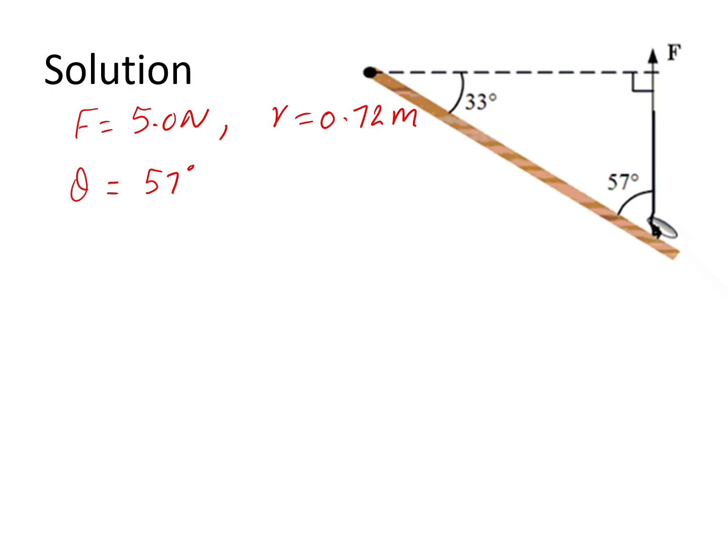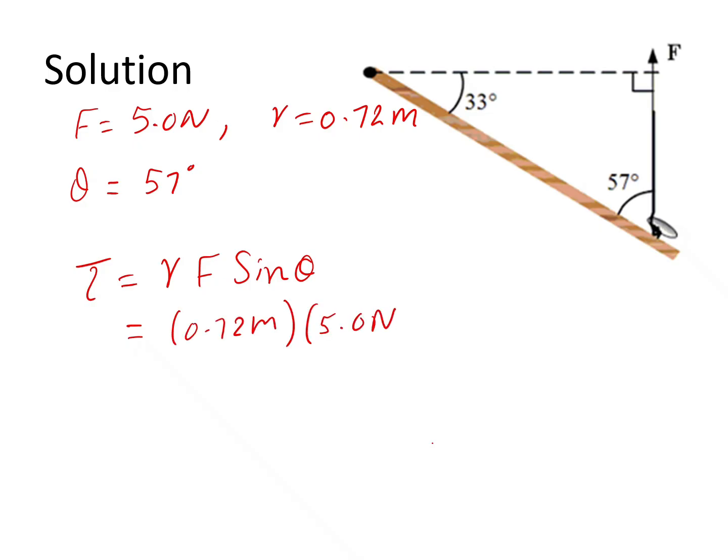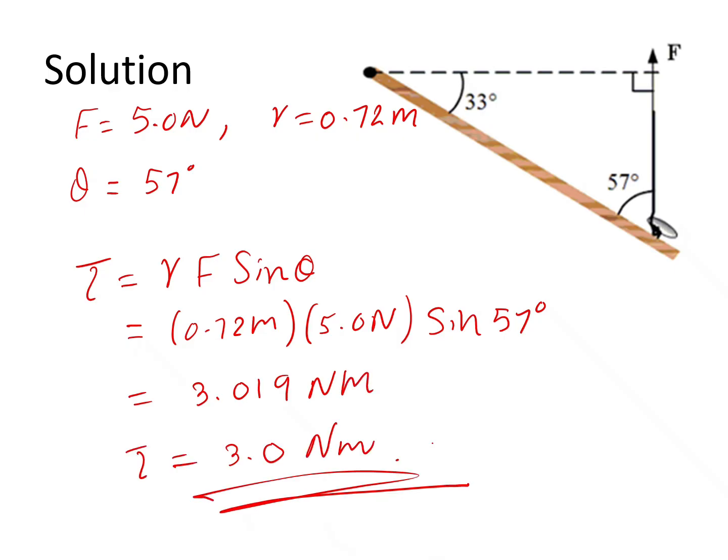We use the torque relationship. So the torque is equal to the distance from the pivot R times the applied force times the sine of the angle between them. And now we can substitute the values. So R is 0.72 meters, F is 5 newtons, and sine 57 degrees, and we get 3.019 Newton meters, which we round to 3 Newton meters based on the given data.